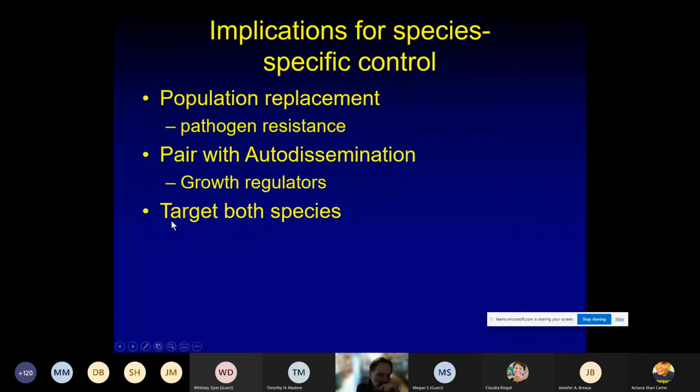Another approach might be to target for, let's say, SIT, both species, Albopictus and Aegypti. This is very sensible, but this, of course, would double the cost of doing the rearing operation to implement SIT.